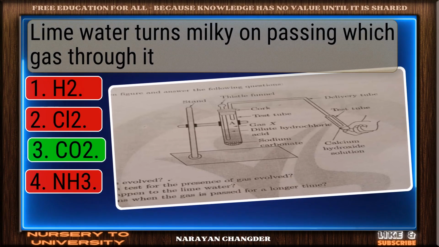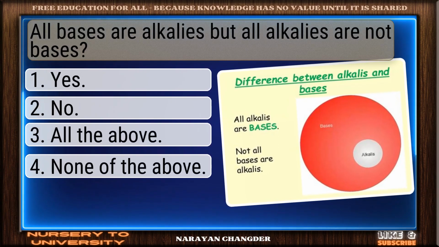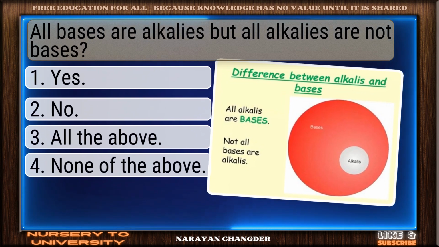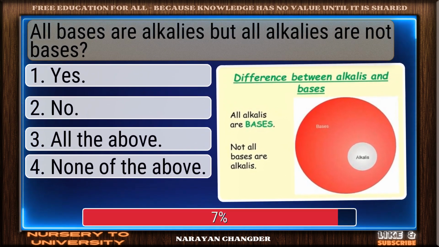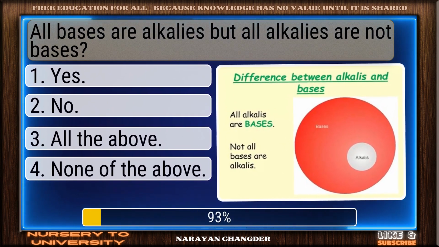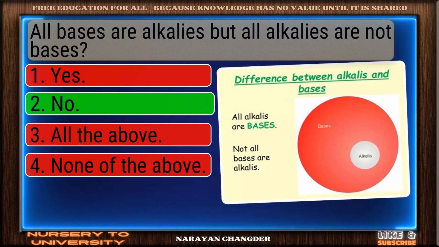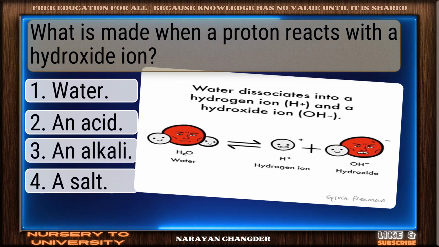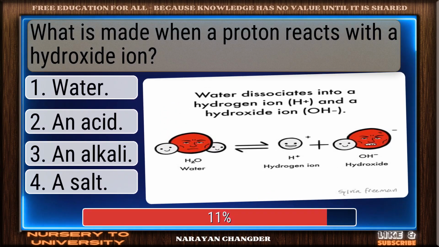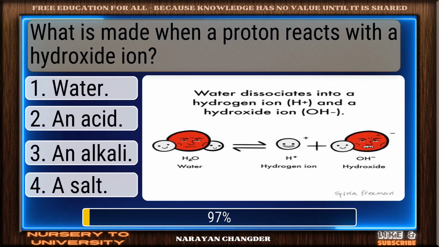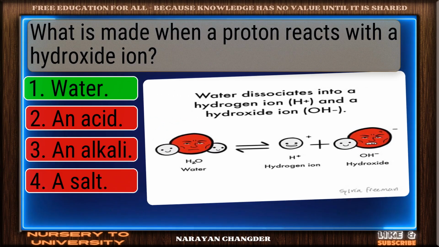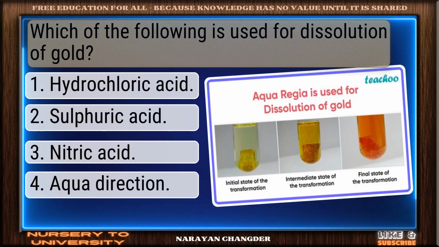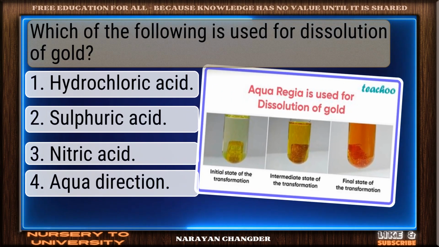Lime water turns milky on passing which gas through it? Strong choice. Carbon dioxide. All bases are alkalis, but all alkalis are not bases. Right again. No is valid. What is made when a proton reacts with a hydroxide ion? Well picked. Water is correct.